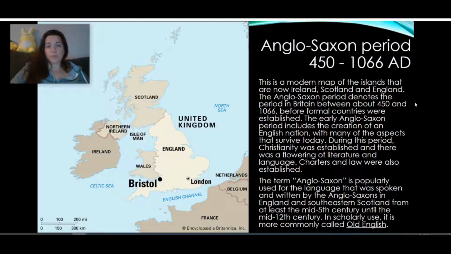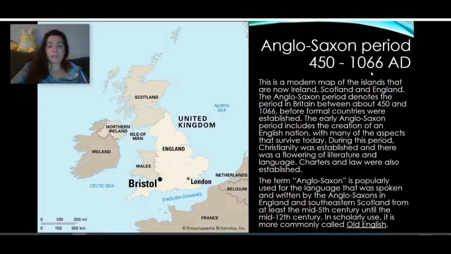So the period that's known as the Anglo-Saxon period is from roughly 450 to 1066 AD. The map that we're looking at here is a modern map of the islands that are now Ireland, Scotland, Wales, and England. But the Anglo-Saxon period denotes the period in Britain between 450 to 1066 AD, before the formal countries were established. So there were islands here, but they didn't necessarily belong to any specific kingdom or any specific country yet.